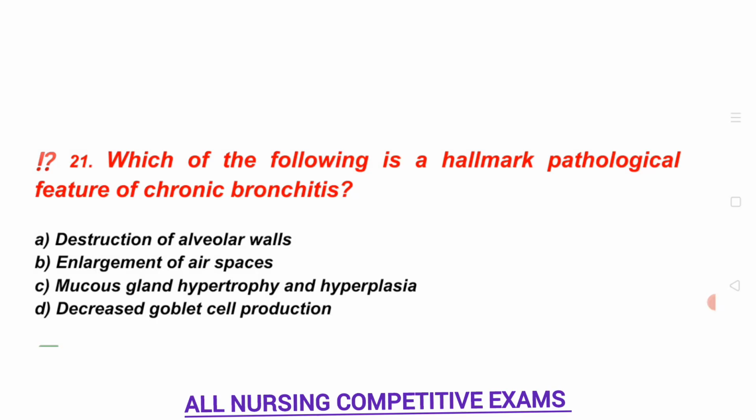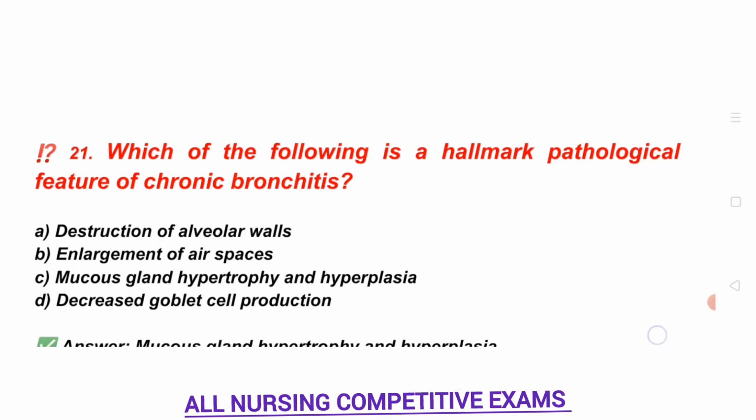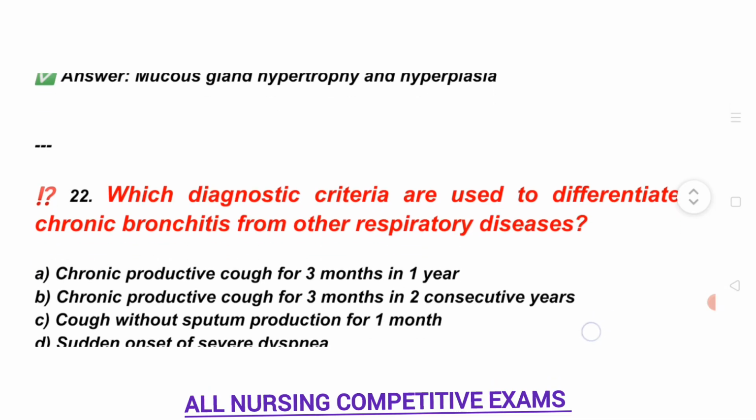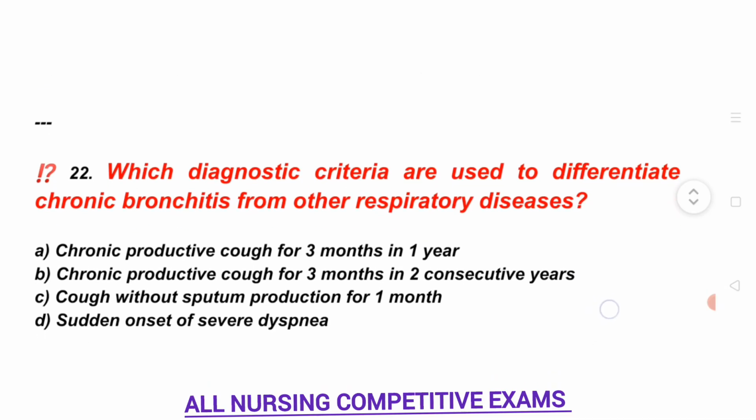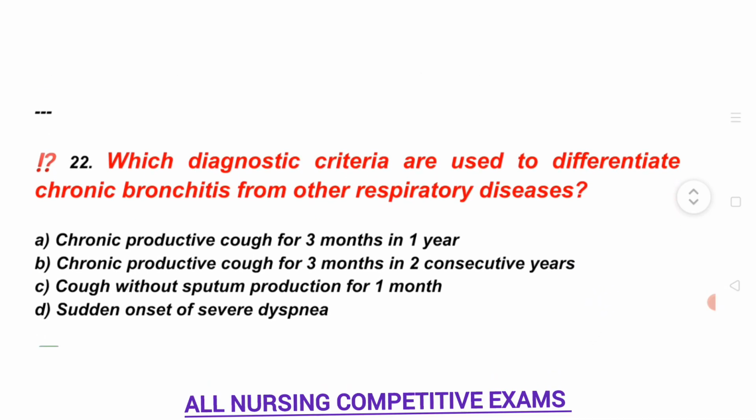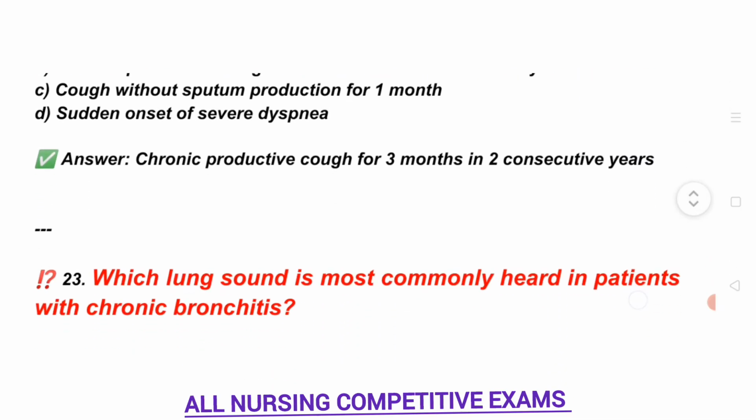Question number 21. Which of the following is a hallmark pathological feature of chronic bronchitis? The right answer is option C, mucus gland hypertrophy and hyperplasia. Question number 22. Which diagnostic criteria are used to differentiate chronic bronchitis from other respiratory diseases? The right answer is option B, chronic productive cough for 3 months in 2 consecutive years.